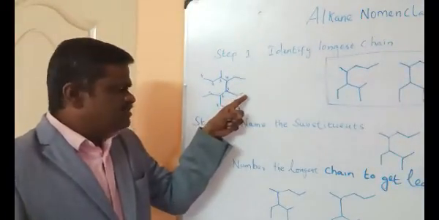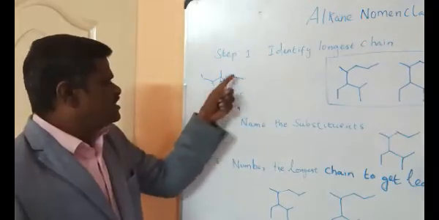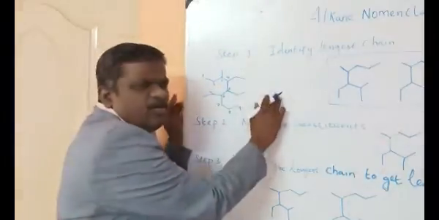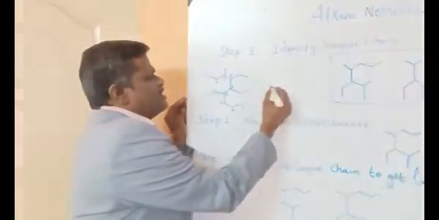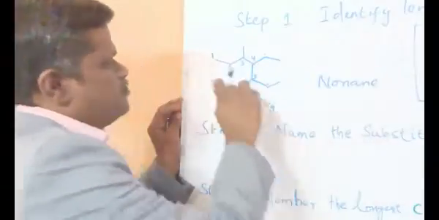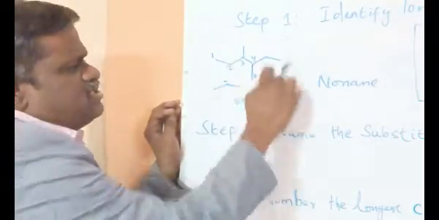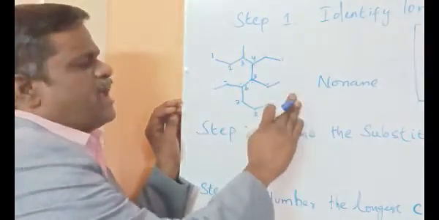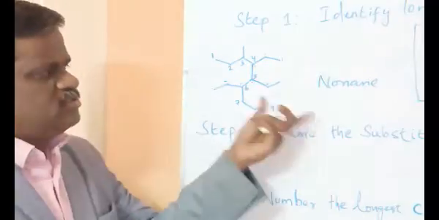So previously I got 6 and 8. We have to check all the terminals. From this one I get nonane, 9 carbons. So this is the longest chain in this branched system. Okay, now this is the nonane.